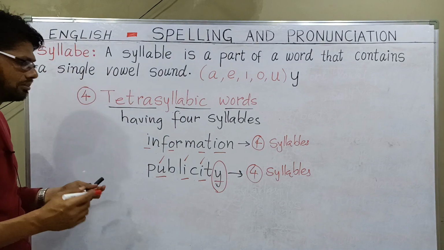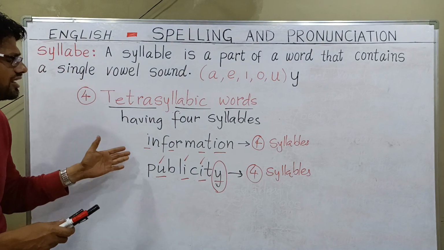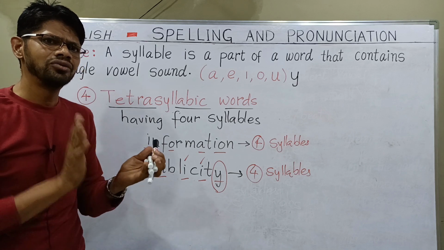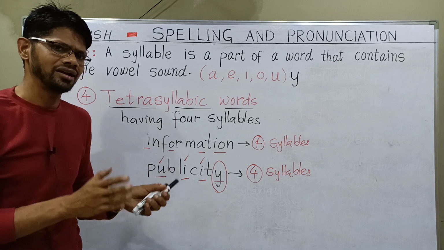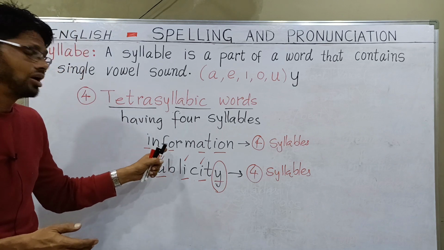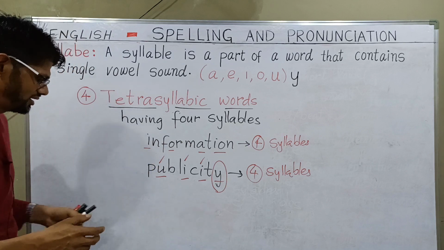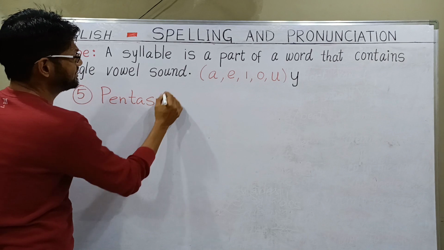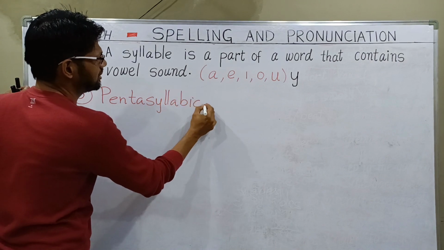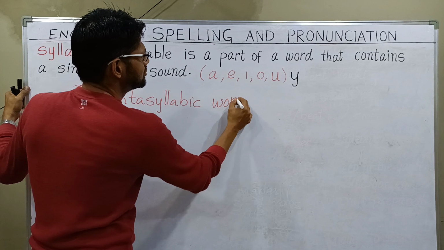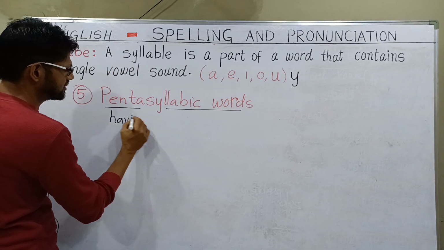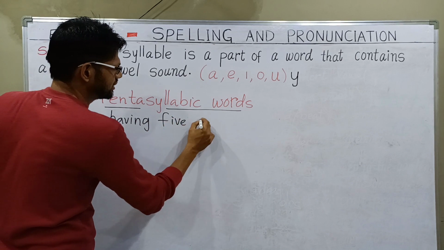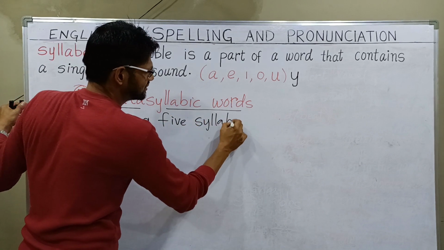So we can have many examples. It is very important for us to learn the trick. What is the trick? Very simple. Information. By clapping you can count how many beats are there, how many vowel sounds are there. Next one, number 5, pentasyllabic. Penta means 5. Pentasyllabic words are words having 5 syllables.